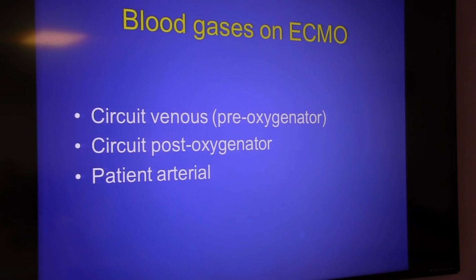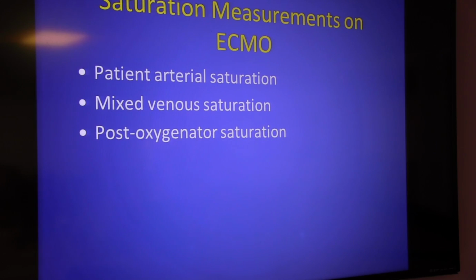So every 6 hours, you're gonna have what we call triple gases, or essentially a patient gas, a pre, and a post-oxygenator gas. And they're all gonna tell you different things. And then we also talked about all the different saturations we measure. So we have the patient's arterial saturation and our mixed venous saturation. Those are the two that we really pay attention to. And then the post-oxygenator saturation we talked about.